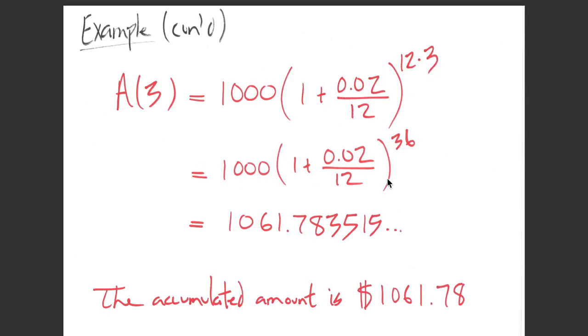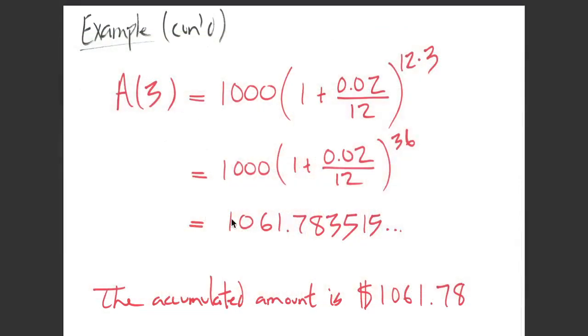And if you just work that out with your calculator, you get $1,061.78 and some change. Your bank's going to round that number to the nearest cent. So that would be $1,061.78. I think it's interesting to compare this number, this 1,061 that you accumulate under compound interest, to what you would accumulate just under simple interest.